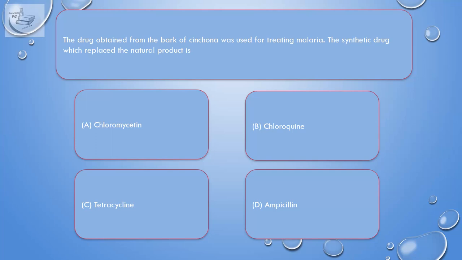Question: the drug obtained from the bark of cinchona was used for treating malaria. The synthetic drug which replaced the natural product is A. Chloromycetin. B. Chloroquine. C. Tetracycline. D. Ampicillin. Correct answer is B. Chloroquine.